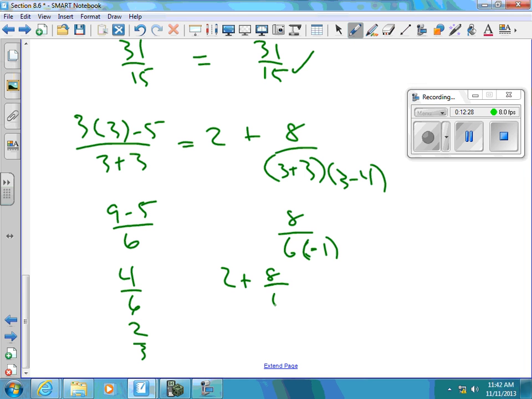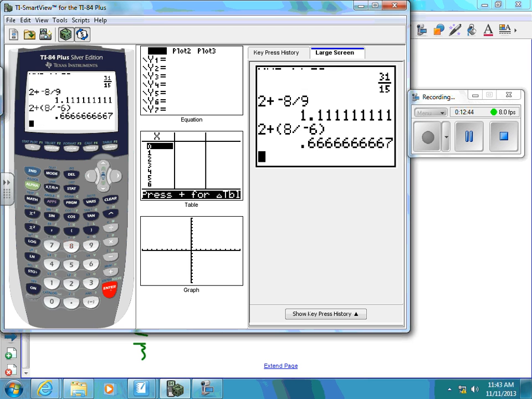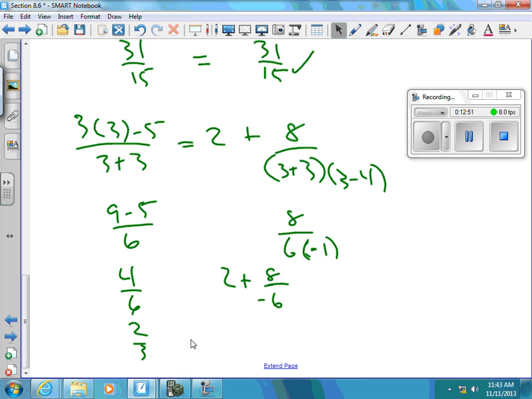8 over negative 6. How about that? That worked out a little bit better. 2 plus 8 over negative 6. 8 divided by negative 6 is 0.66. We hit math fraction. We get 2/3, which is what we got over here. Both answers work.